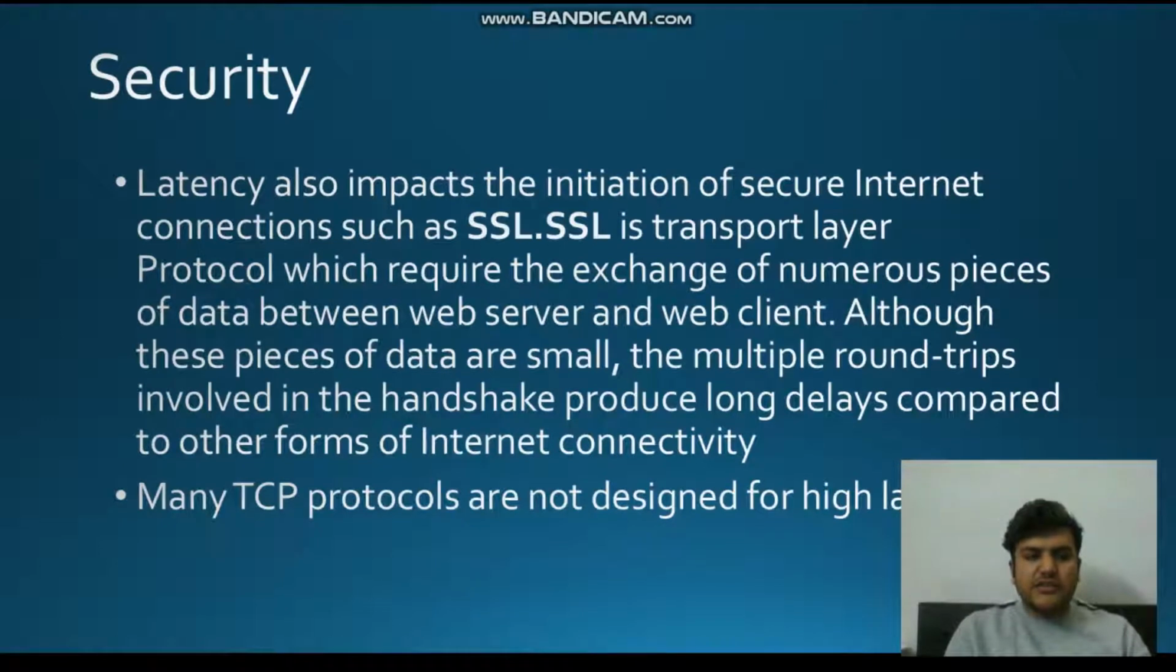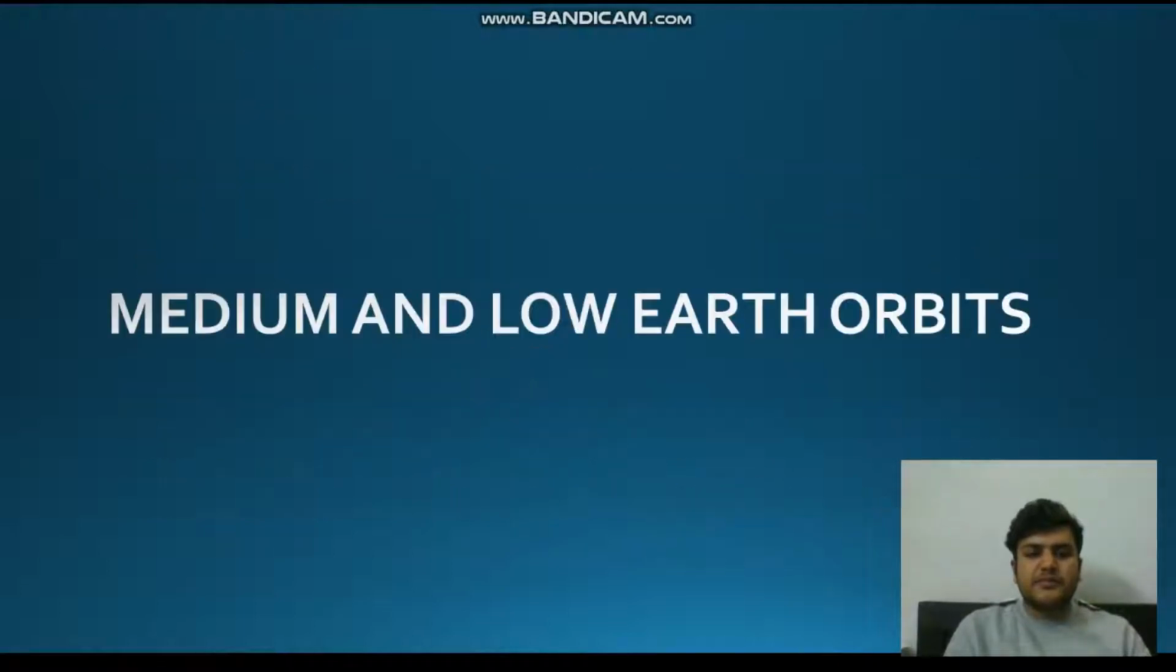Now the next challenge is security. Latency also impacts the initiation of secure internet connections such as SSL. Well, SSL is a transport layer protocol which requires exchanging numerous pieces of data between web server and web client. Although these pieces of data are small, the multiple round trips involved in the handshake produce long delays compared to other forms of internet connectivity. Many TCP protocols are not designed for high latency.